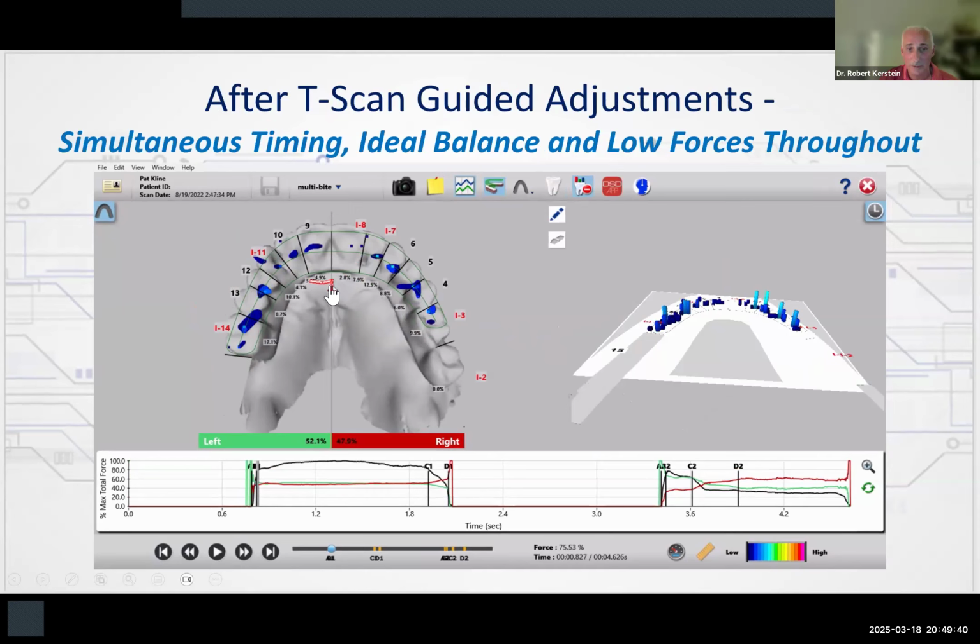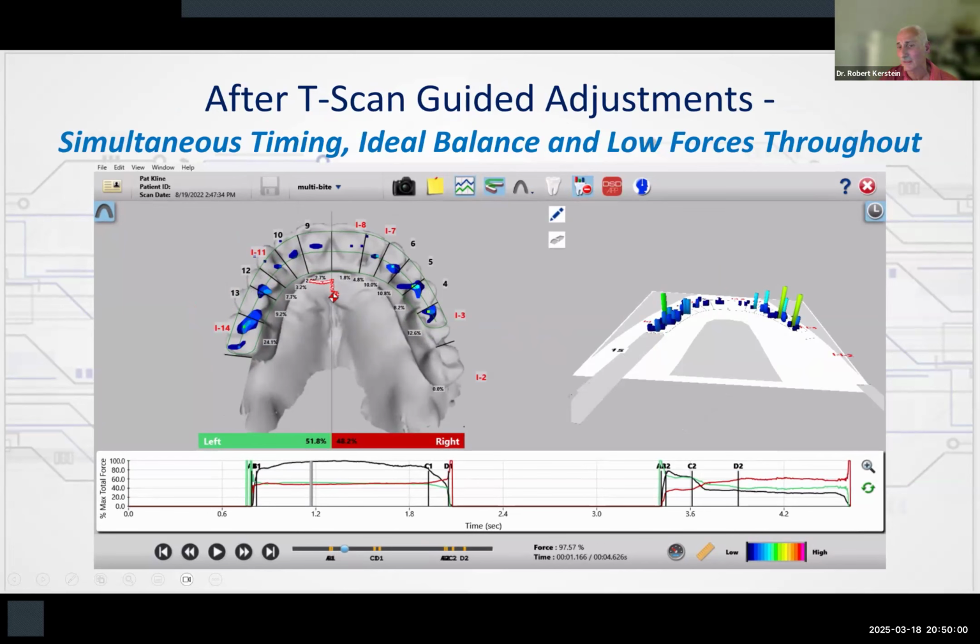Look at the center of force. It quickly centers and it balances. And the forces are low to low moderate. Might be helpful to take a little bit off of that one place, which is the mesial of the 5-4 marginal ridge, right? Now, this is how the case goes home with simultaneous timing, ideal balance, and low forces throughout.